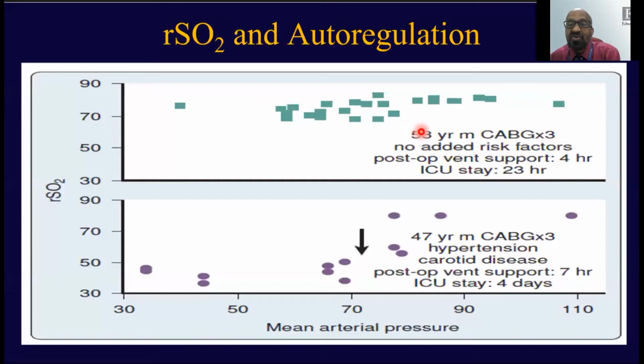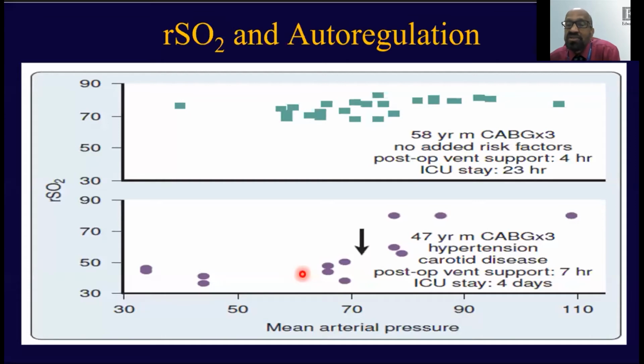This is in strict contrast with another patient who had carotid disease and was hypertensive. As soon as the mean arterial pressure decreased to less than 70, the regional oxygen saturation decreased. And this patient's clinical course says that the postoperative ventilator support was longer and the ICU stay was longer as compared to this patient, because of the possible decrease in cerebral blood flow when the blood pressure decreased to less than 70 millimeters.